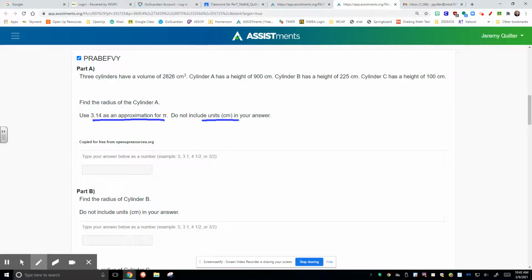It's really important that we read directions for this one. And then your job right here is to just find the radius for cylinder A. All of these cylinders, the volume of each cylinder is the exact same. So cylinder A has a total volume of 2,826 cubic centimeters. Cylinder B has a volume of the exact same. So the volume is not changing. What's happening is just the height is changing, which means that our radius, our diameter, has to be changing with it.